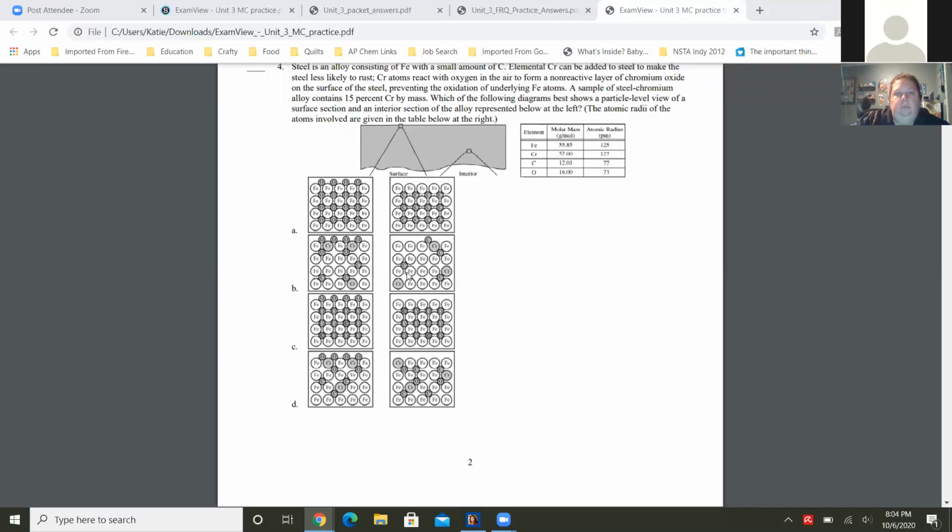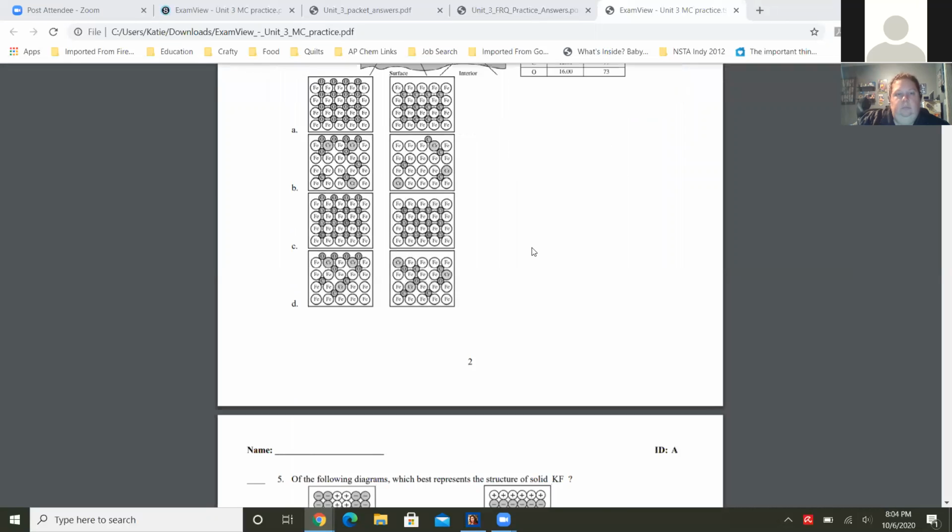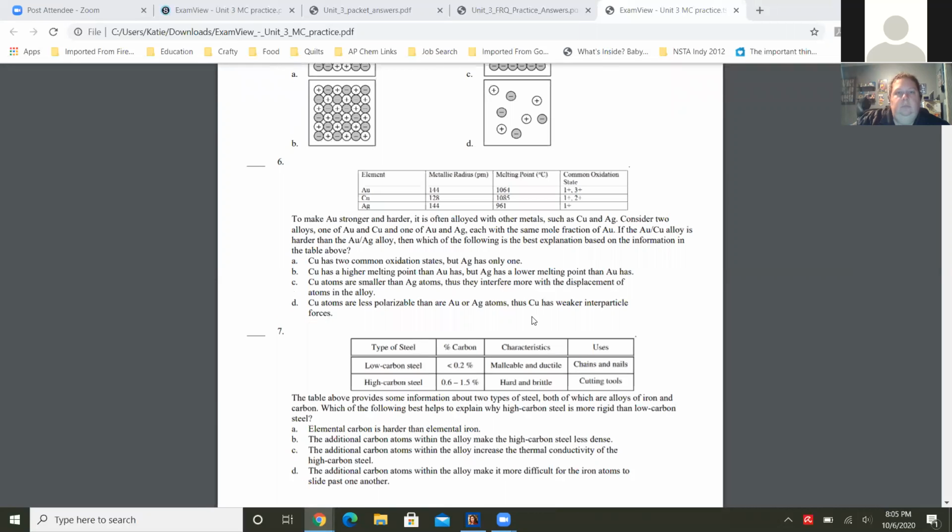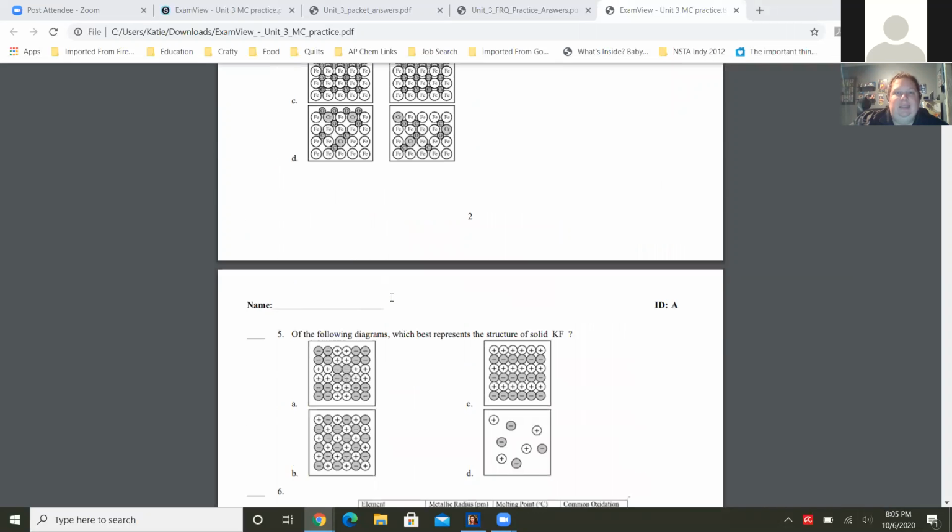And then I had a question about number 6. I was confused when it said that it's harder, because the answer was C. Yep. And it says that because it's smaller, it's harder. I thought if it's smaller, if it moves more easily, wouldn't that make it more bendy? So having the copper atoms inside of that alloy is actually going to make it less bendy.